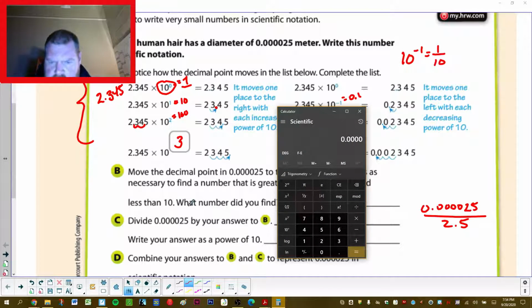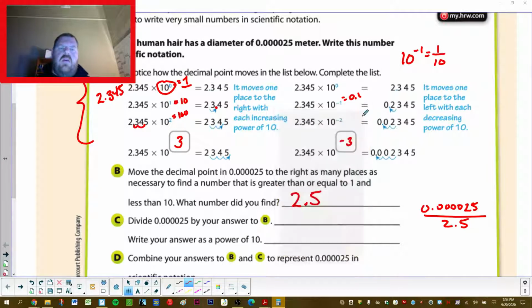1, 2, 3, 4. Let me double check. Am I getting that right? We have 1, 2, 3, 4. Yep. 2.5 divided by 2.5, I get 0.1234 zeros and then a 1.